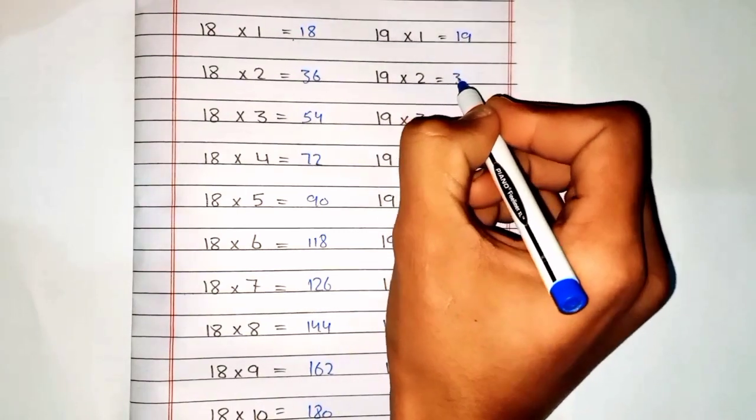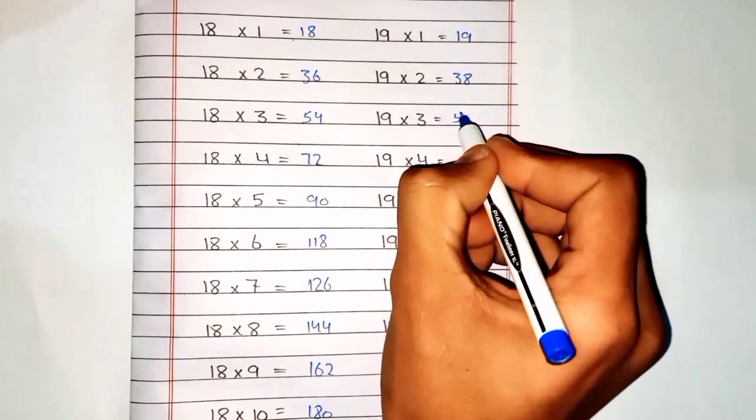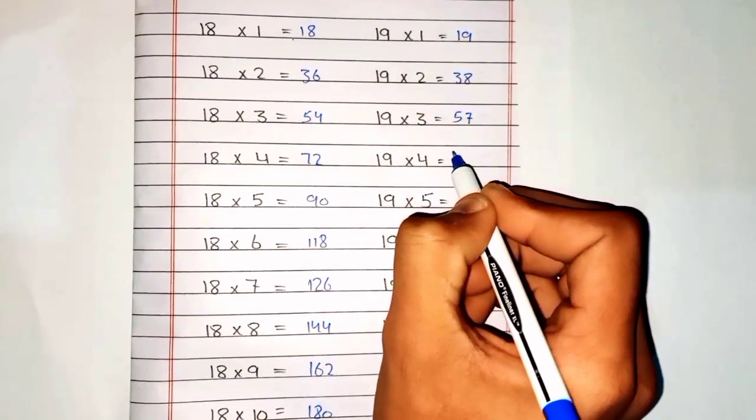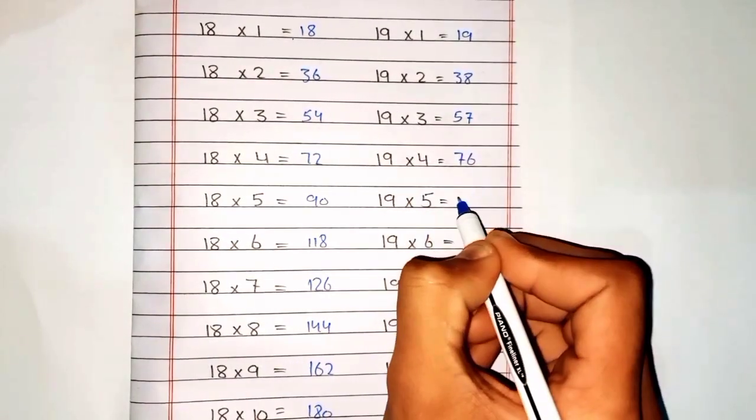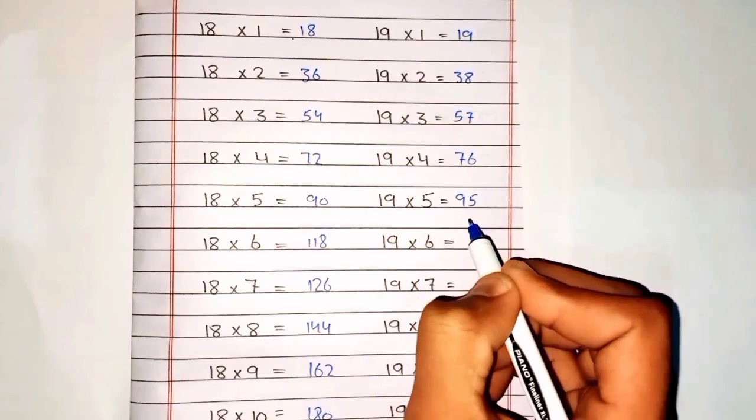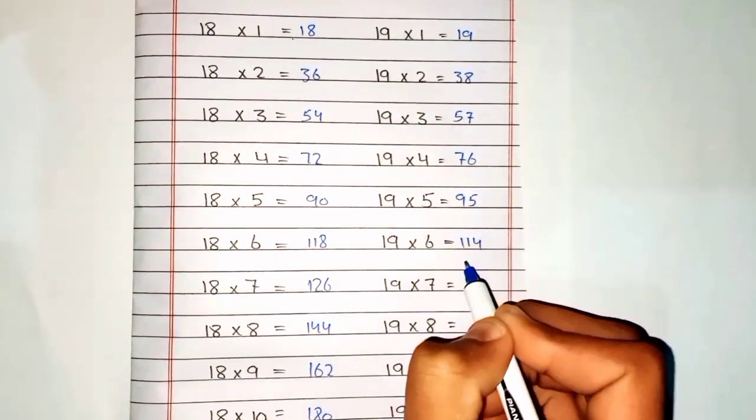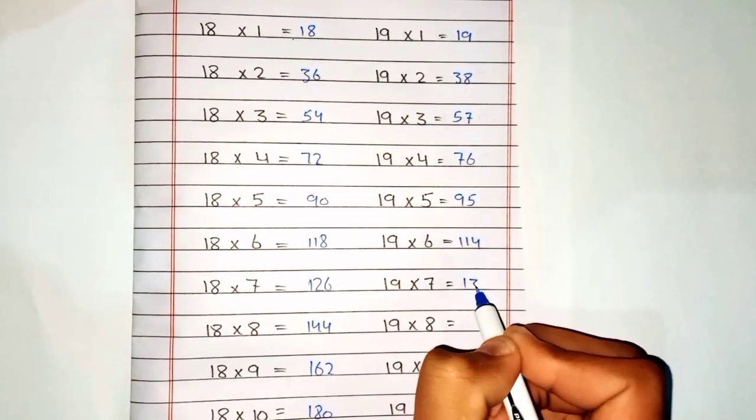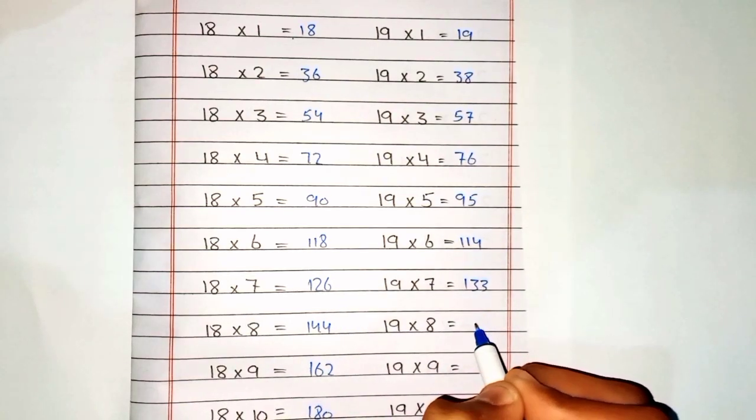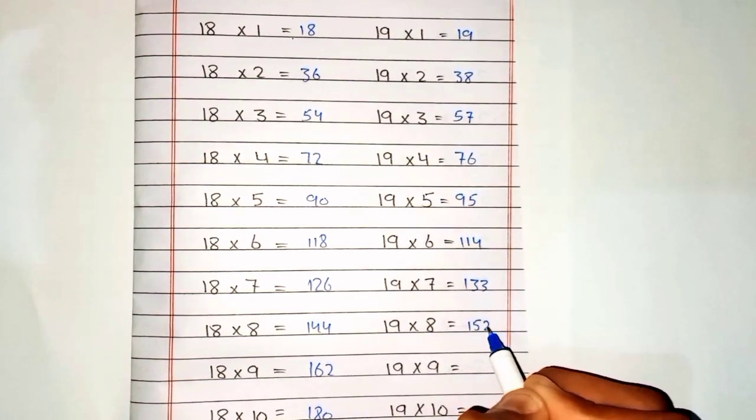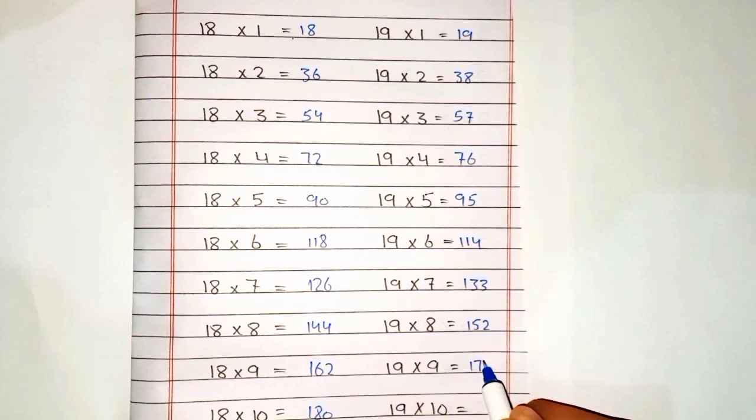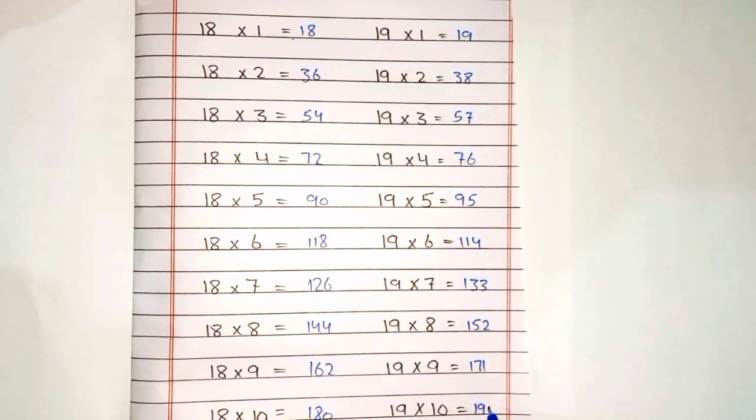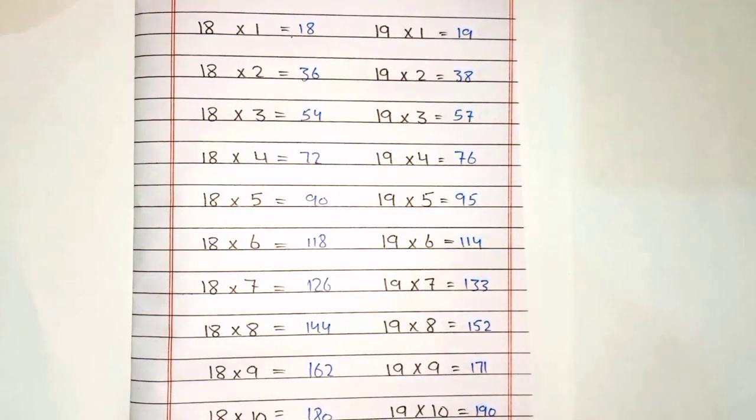19 ones are 19, 19 twos are 38, 19 threes are 57, 19 fours are 76, 19 fives are 95, 19 sixes are 114, 19 sevens are 133, 19 eights are 152, 19 nines are 171, 19 tens are 190.